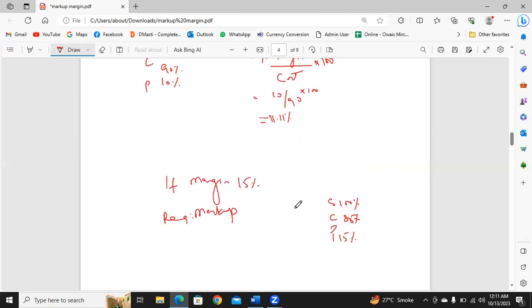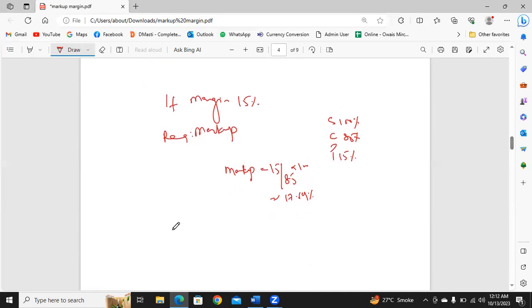Now what we have to do is find the markup. Markup is profit over cost. So profit is 15 and cost is 85, into 100. So 15 divided by 85 into 100 is 17.64%.